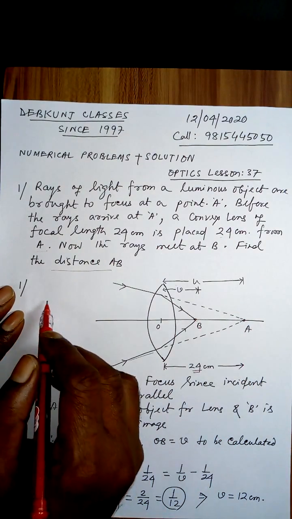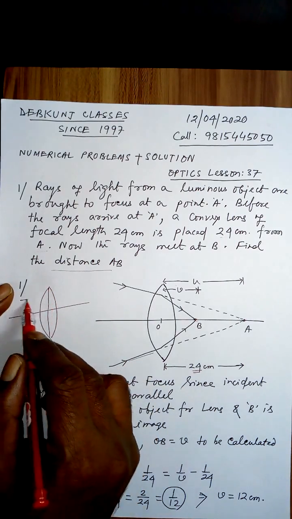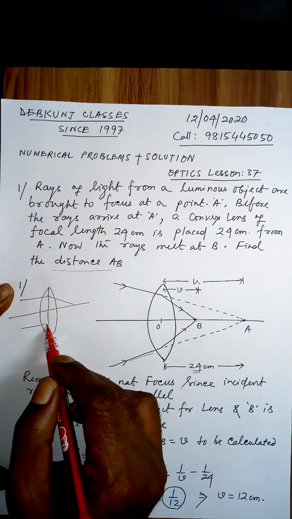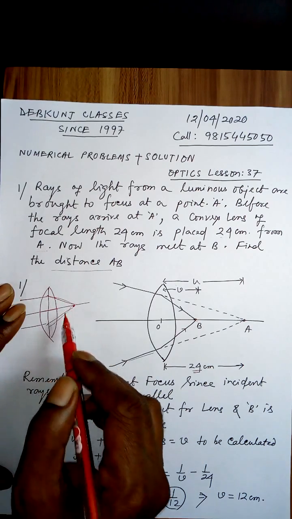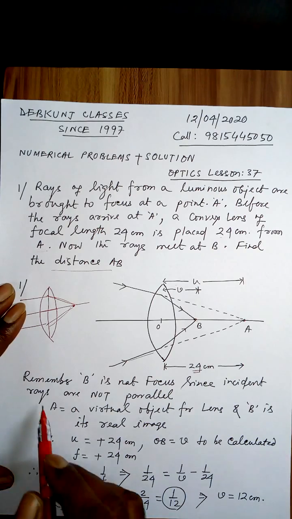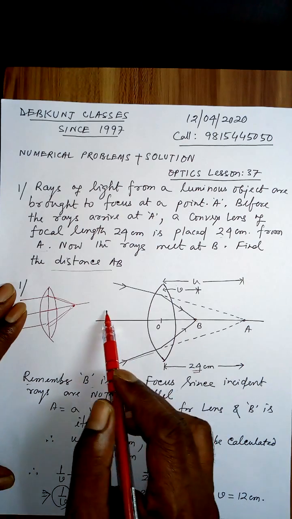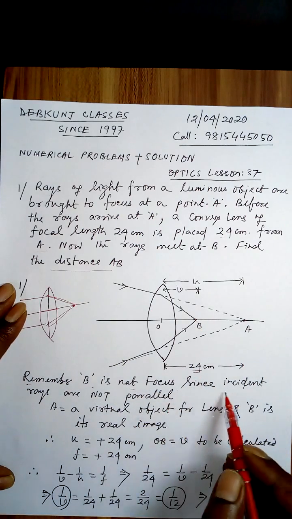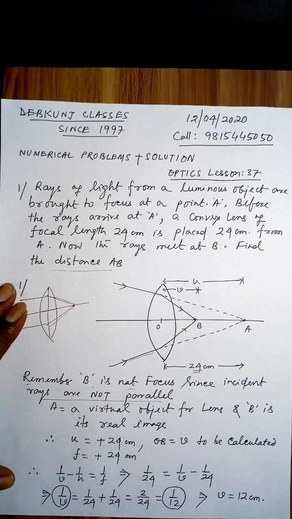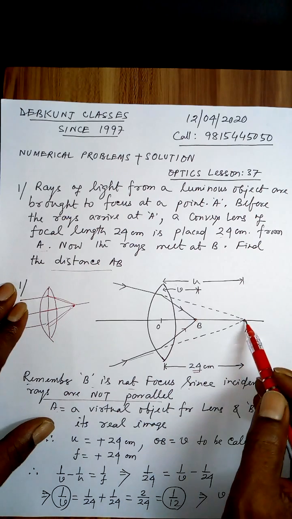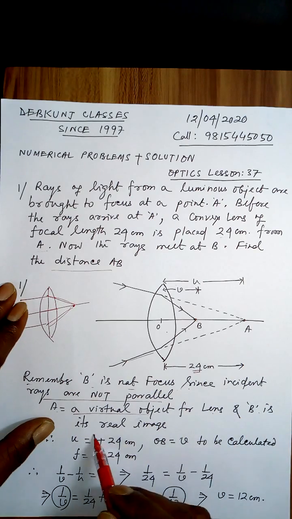We know in case of a convex lens, the rays after refraction bend towards the thicker part. Look, this is the thicker part, they are bending. So remember, B is not the focus because these rays are not parallel to the principal axis. Since incident rays are not parallel, therefore this point A acts as a virtual object for the lens and B is its real image.